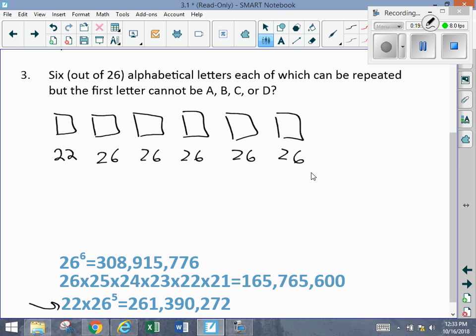Wait, the other ones can have 26? Yeah, it says the 6 letters in your license plate, right, can be the 26 alphabetical letters, except for just the first one. The first one can't be A, B, C, or D. Yeah. It's worded a little bit confusing. So just the first license plate? Just the first letter. The only constraint is on the first digit. The other ones can be any of the 26. No, it's just the first letter can't be A, B, C, or D. The rest of them can be any of the 26.